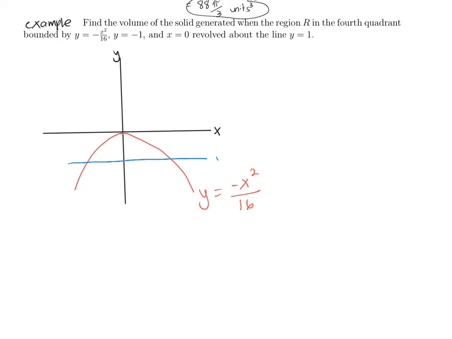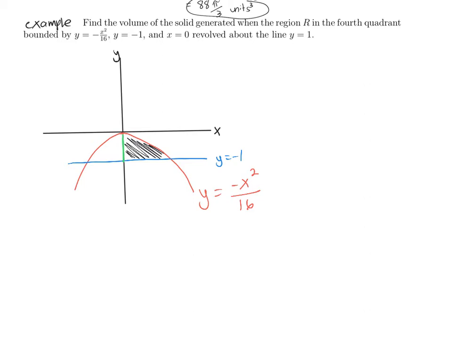It looks like this horizontal line. Here's my y equals negative 1. And x equals 0 is, in fact, the y-axis. And this problem also only cared about the region in the 4th quadrant. So this is that region that is bounded in the 4th quadrant by those 3 equations.